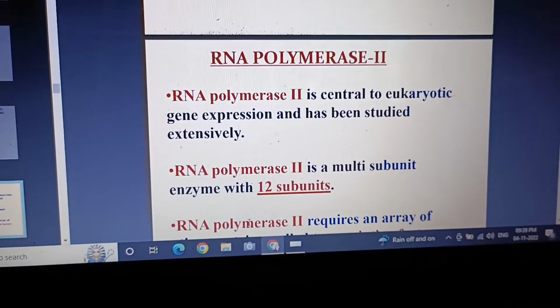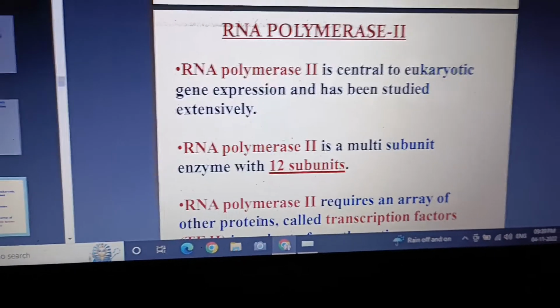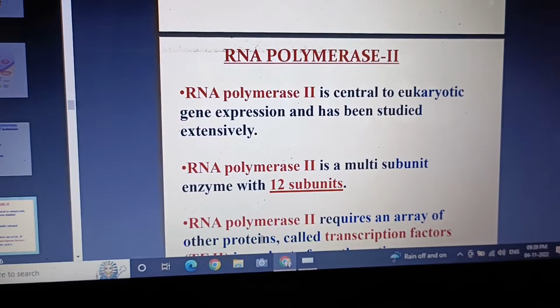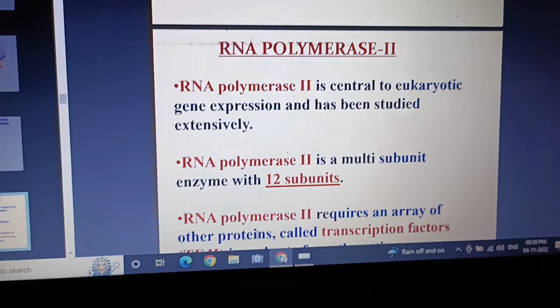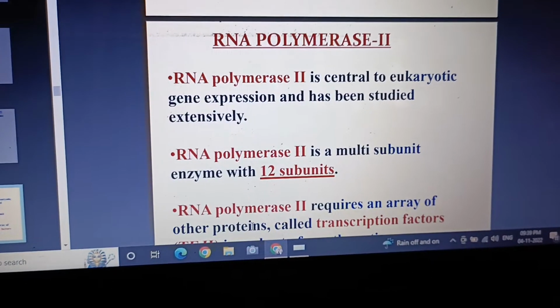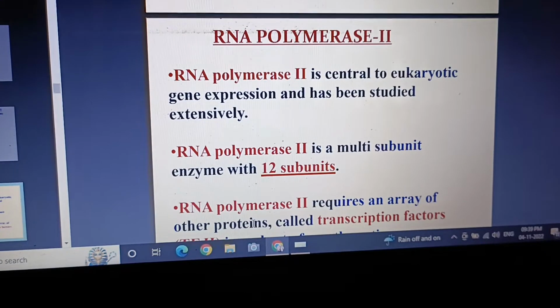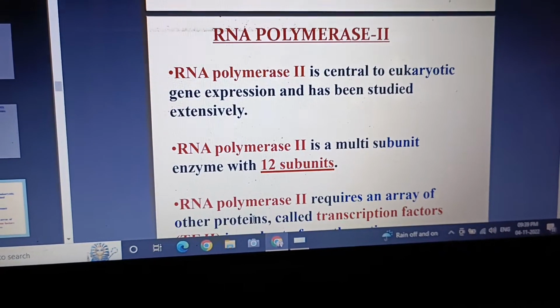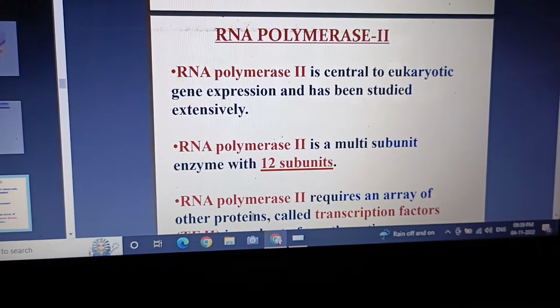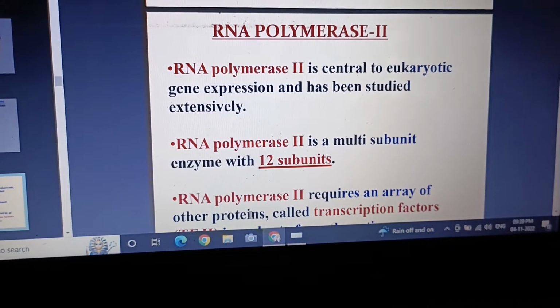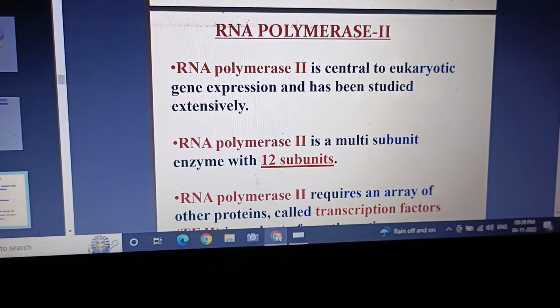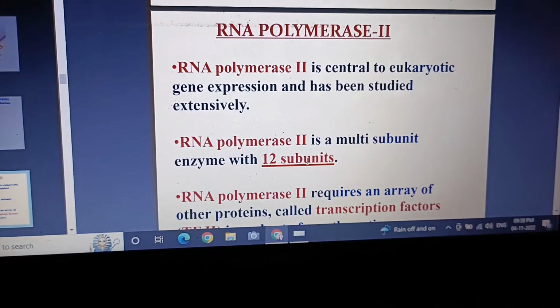So this is the RNA polymerase 2. RNA polymerase 2 is central to eukaryotic gene expression and has been studied extensively. So for eukaryotic gene expression, this is the central polymerase. Okay, RNA polymerase 2 is a multi-subunit enzyme with 12 subunits. See, it has 12 subunits.